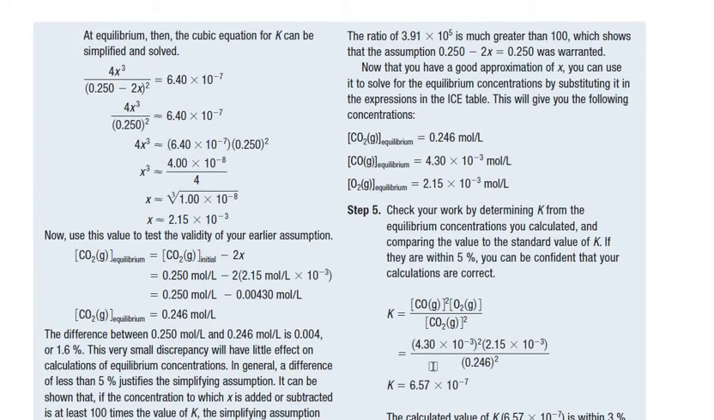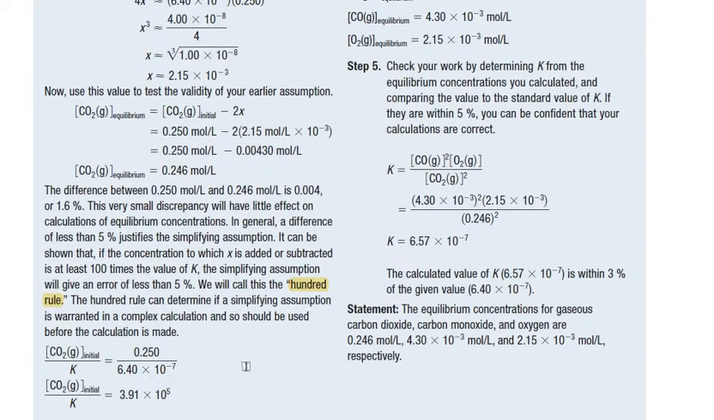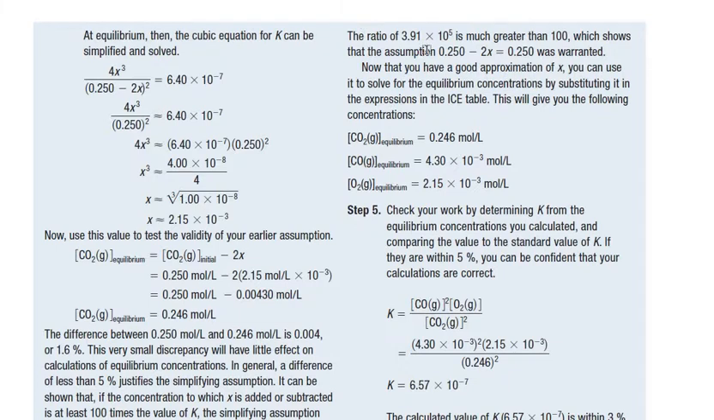So the ratio here is greater than 100, so the assumption was justified. We can find the equilibrium concentrations for CO2, CO, and O2. We have all the equilibrium concentrations. Then, based on that, we can find the K value.